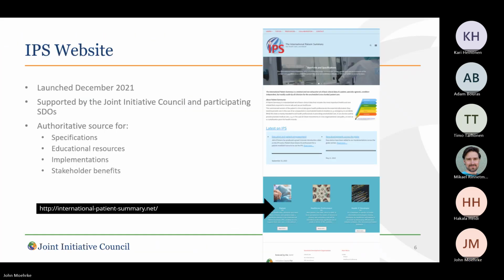So, last slide on what is IPS. There is a website that the IPS community, this group of standards organizations under the Joint Initiative Council, started in 2021. It contains all kinds of things. It contains the pointers to the specifications, educational research, resources, implementation, stakeholder benefits. A different copy of this presentation is even there.